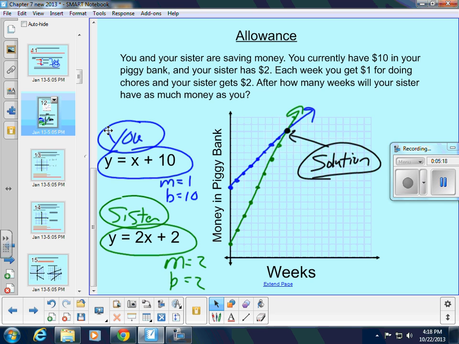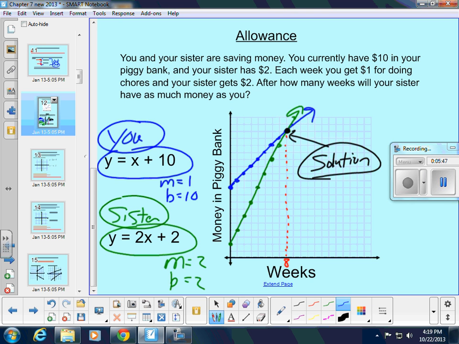And at what week do they finally meet up? Do we actually have the same amount of money? Well, it looks like it's this week right here. If I count it over, 1, 2, 3, 4, 5, 6, 7, 8. After 8 weeks, that's where we'll have the same amount of money. When we're doing linear systems, again, sometimes we'll have a word problem, sometimes not. But where those lines cross, that's the solution for the system. It's the one point that works for both equations.